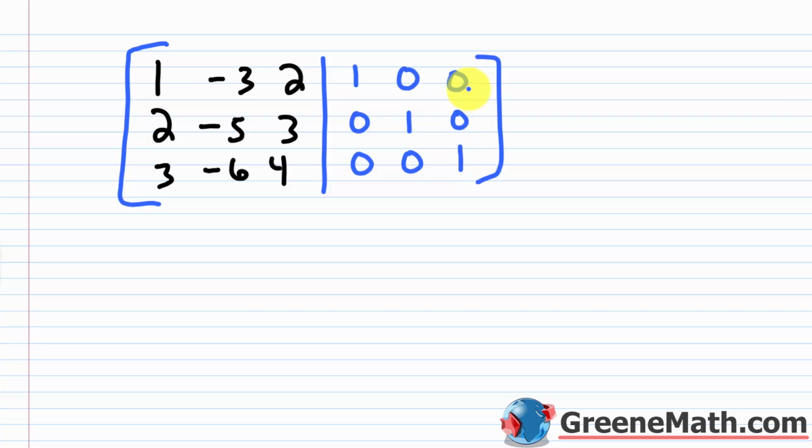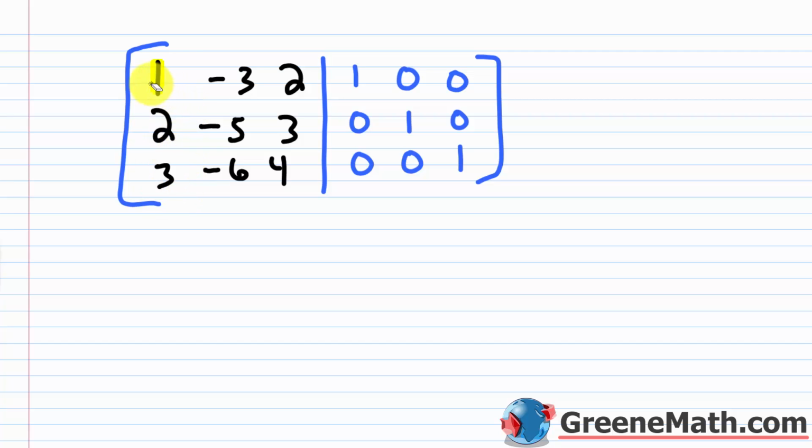So the very first thing we want to do, if we follow the method that's given in every textbook, is get a 1 there. And we already have that, so we don't really have to do that. And then based on that 1, we're going to get our zeros. So we want a 0 here, and we want a 0 here, okay?